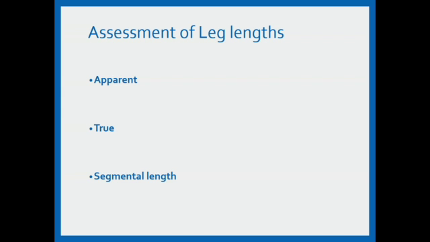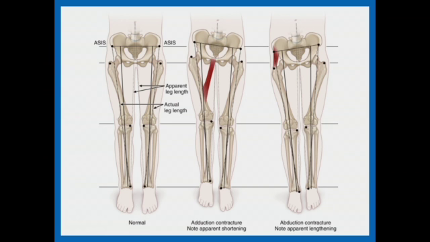You also assess the leg length. So this is an important part of any skeletal malalignment assessment. And you look at apparent length, true length, and then you also measure segmental length of the femur, tibia, and the foot. So without going into too much details, we all know what the apparent and the true lengths are.